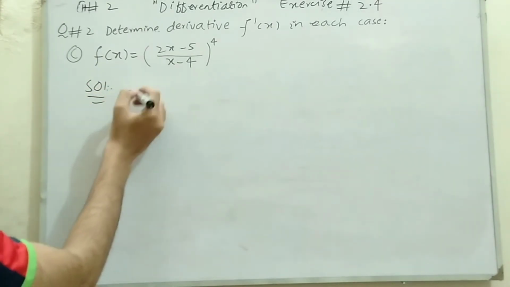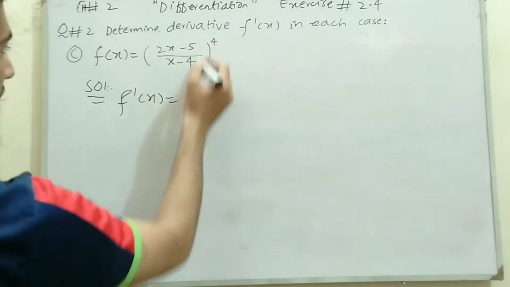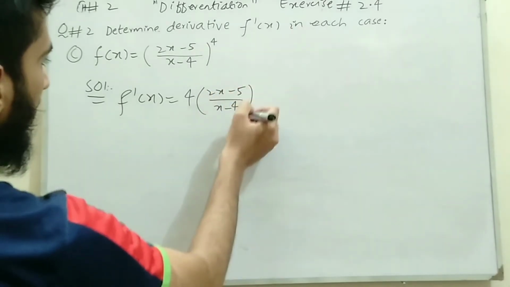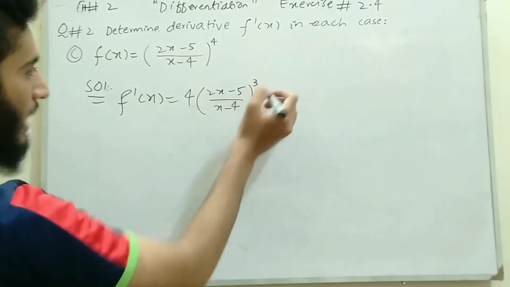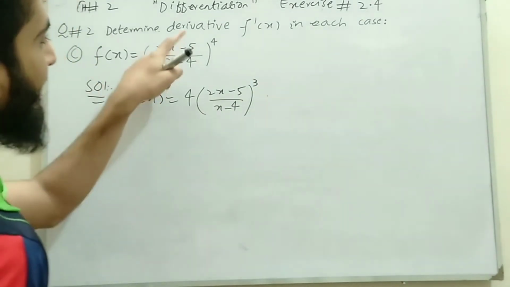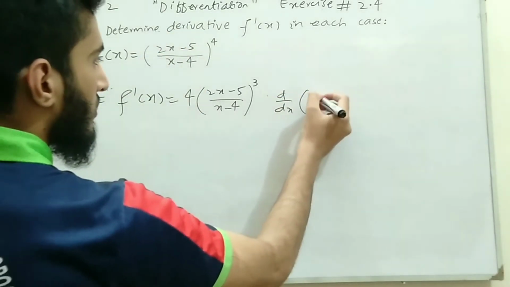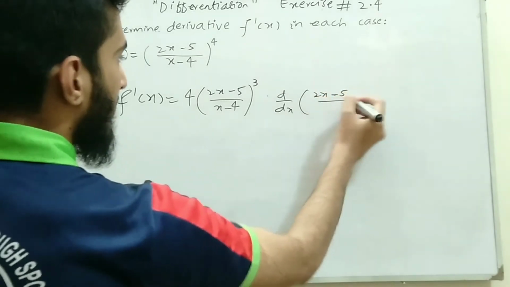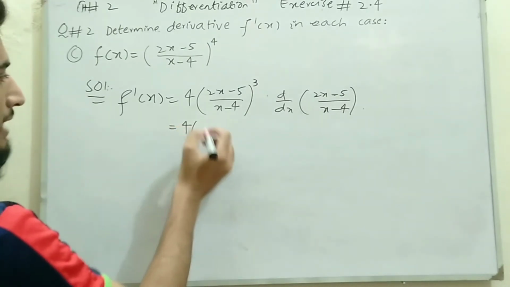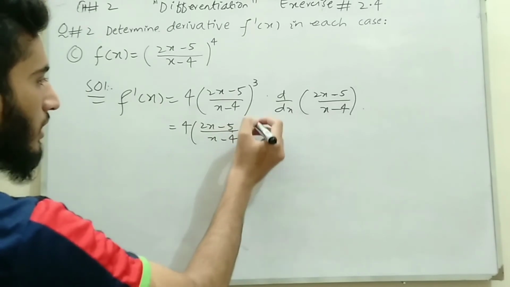F prime of x will be equal to, using the generalized power rule, this 4 will come to the front in the derivative and subtract 1 in the power. So 2x minus 5 divided by x minus 4, it becomes 4 minus 1, which gives us 3. Now this is not the end of part C. Here we will take the derivative of this inner function also. So d by dx of the inner function, which is 2x minus 5 divided by x minus 4. Now after this, it becomes 4 times 2x minus 5 divided by x minus 4 whole cube.